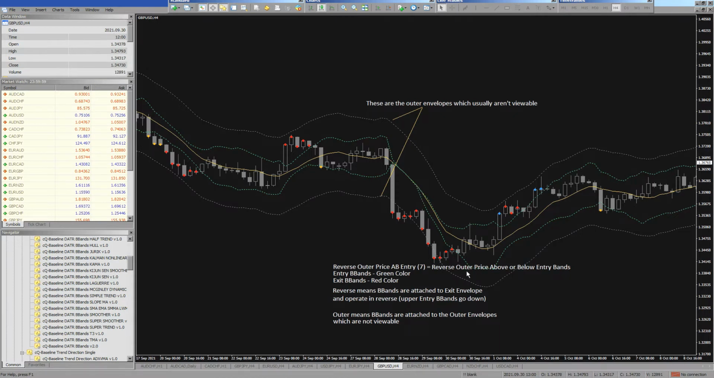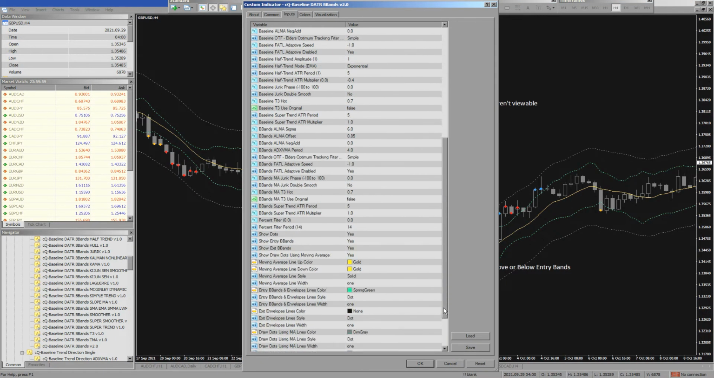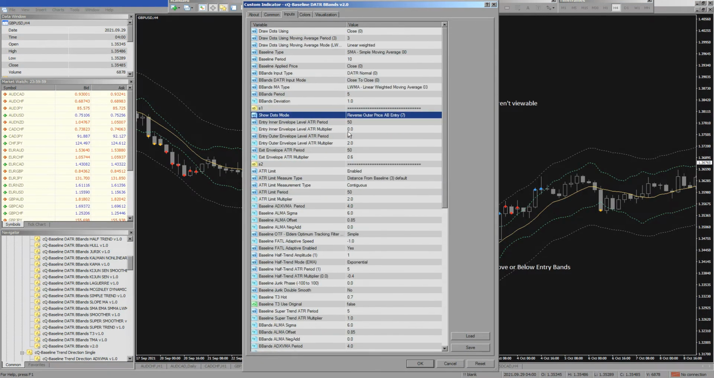And what this one is saying is that the price has to be above or below the entry band. So it's pretty straightforward. As you can see, if it gets inside here, it doesn't print a red dot. And the exit envelopes are not being used, so there's no red. I turned it off. You can change this stuff.